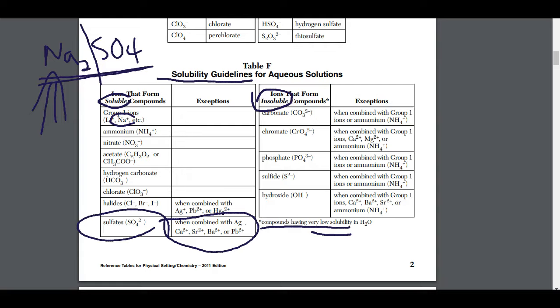So literally what you want to do is break apart the compound into ions and then find one or both of the ions on reference table F. And it's either going to be in the solubility category or in the insoluble category.